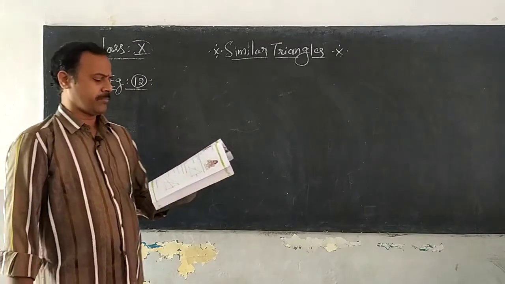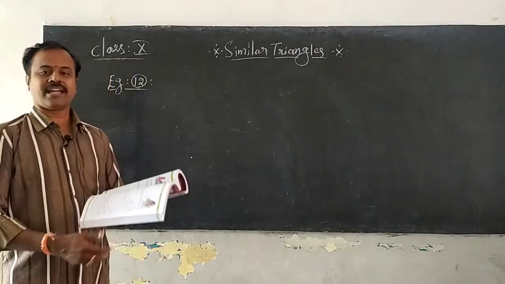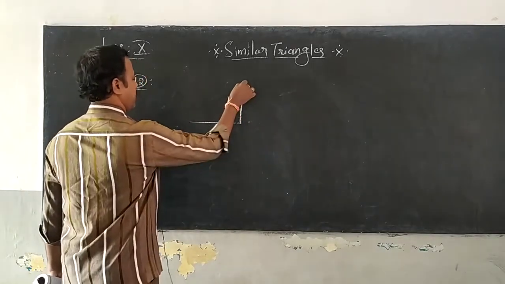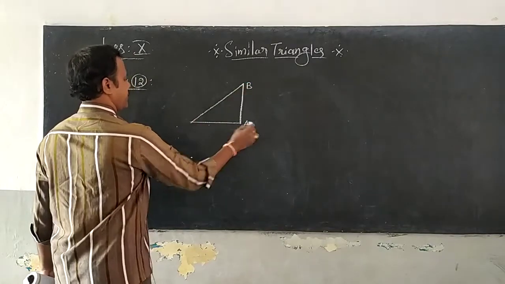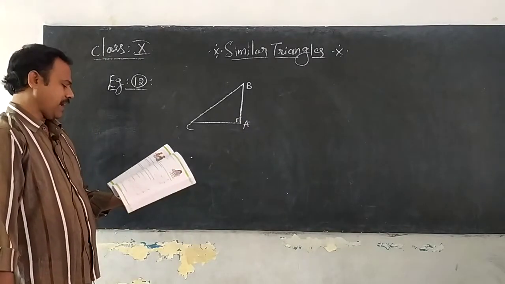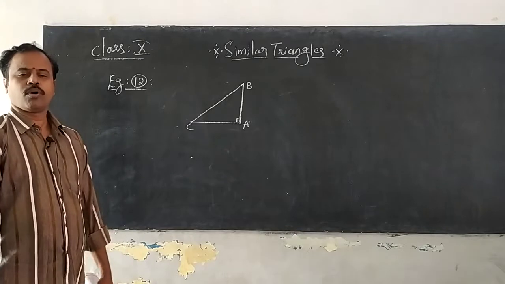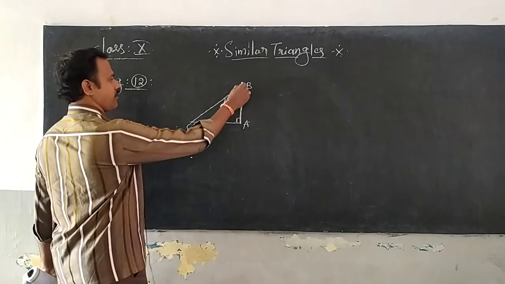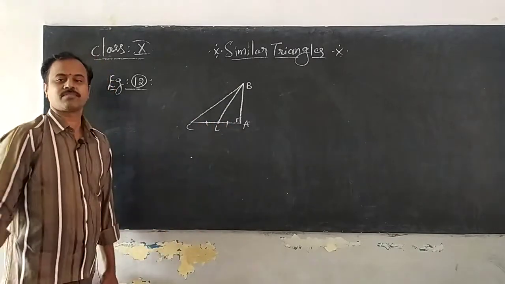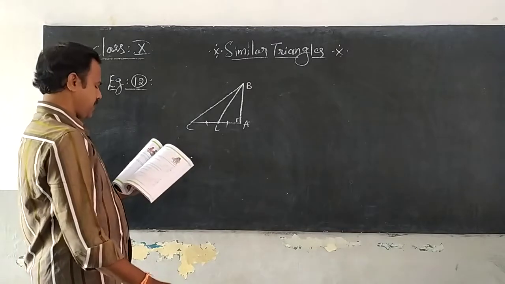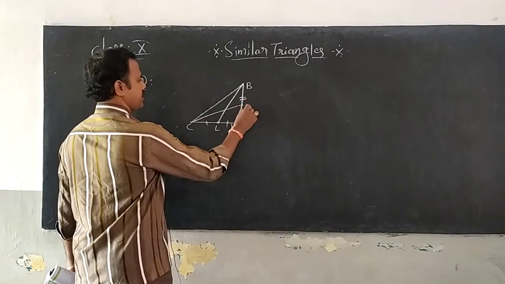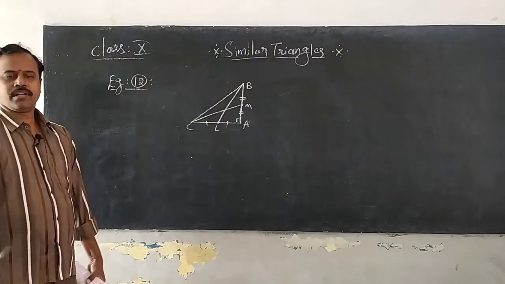BL and CM are medians of a triangle ABC, right angled at A. In the question the diagram is given to us. BAC is a triangle where angle A is right angle. It is said that BL and CM are the medians. We know what is meant by median. Line joining the vertex and the midpoint of its opposite side is called a median. Similarly, CM is another median, so M is the midpoint of AB. Now it is asked to prove.